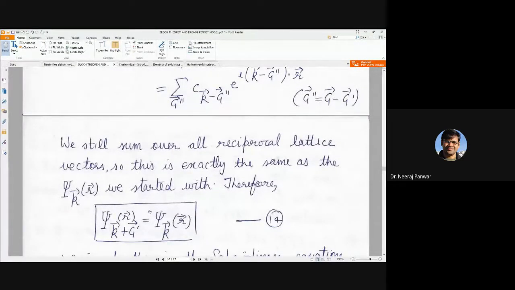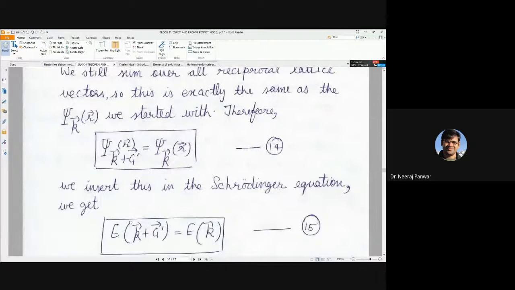Therefore, what we can write is that ψ(k+G'), if we have a wave function corresponding to a wave vector k and we translate the k value by a reciprocal lattice vector G', the two wave functions will be the same. And this again gives, if we substitute this, that if we have any wave vector k and it is translated by a reciprocal lattice vector G, the two energies would be the same. And you can verify it.